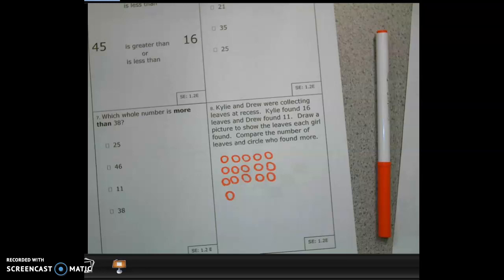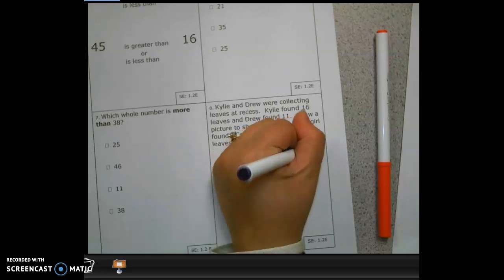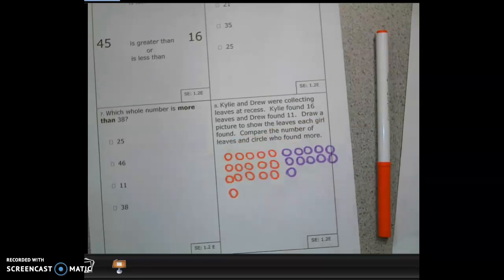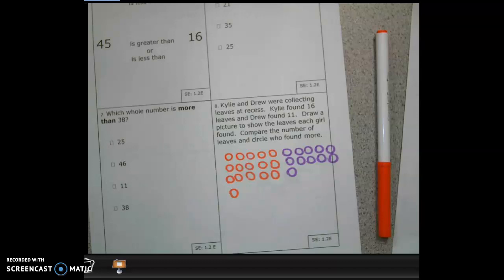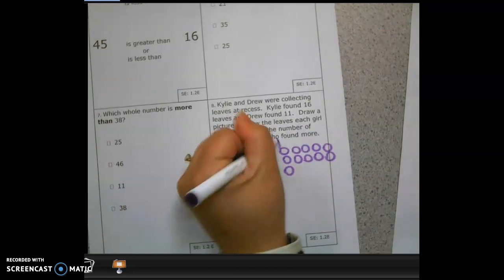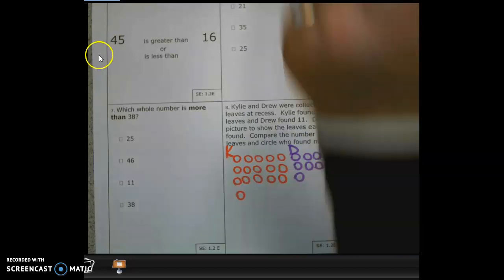Drew found how many? 11. Okay. 1, 2, 3, 4, 5, 6, 7, 8, 9, 10, 11. Do you see how doing it different colors is helpful? Now it says, did we draw our picture? Yes. Now we're going to compare and see who found more. So you're going to see if Kylie found more or if Drew found more, and you're going to put a ring around the answer. Do you see I put a K and a D to help me? That's what I want you to do tonight.